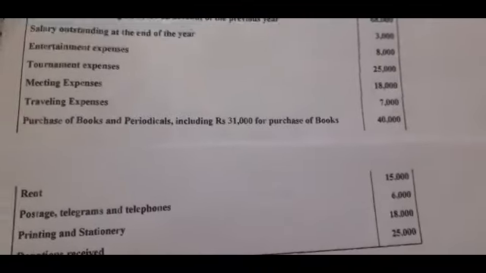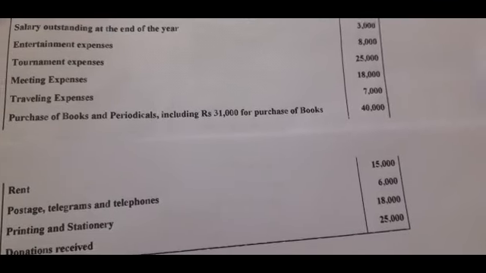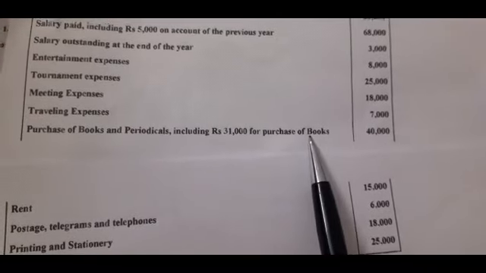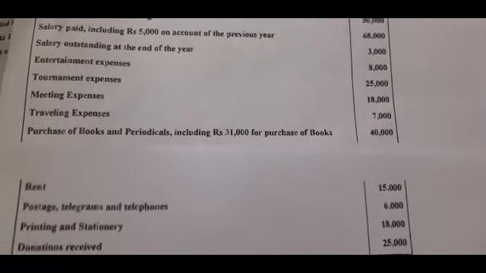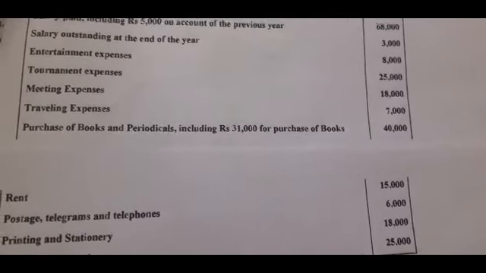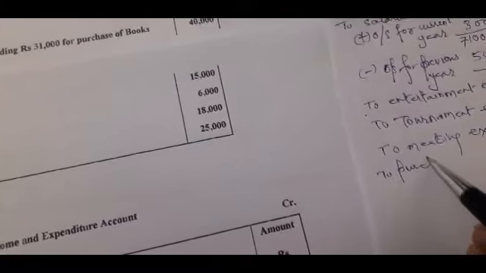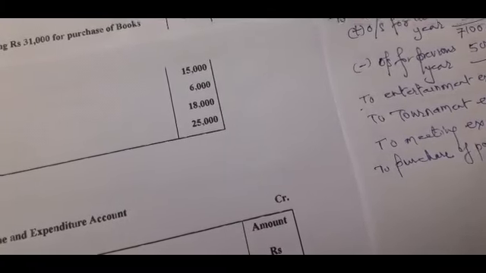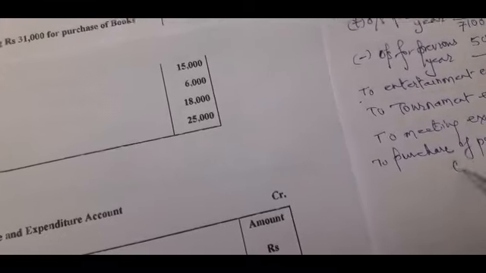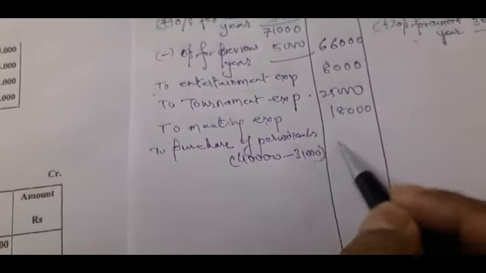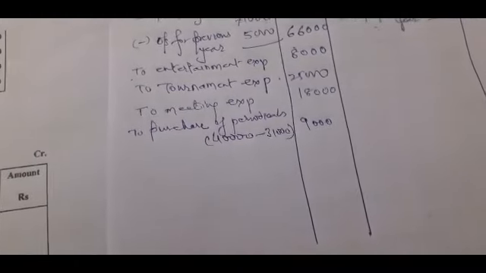The next is purchase of books and periodicals, including 31,000 for purchase of books. Total amount is 40,000, which includes 31,000 for books. Books are an asset for any club or library, so books will not be included in income expenditure account. So to purchase of periodicals, 40,000 minus purchase of books, that is rupees 31,000, will be included in the income expenditure account.